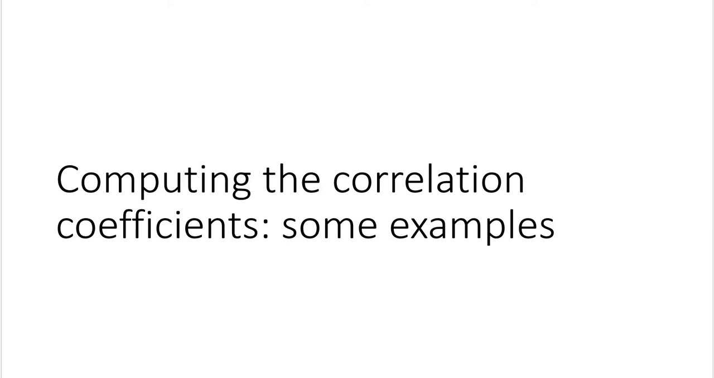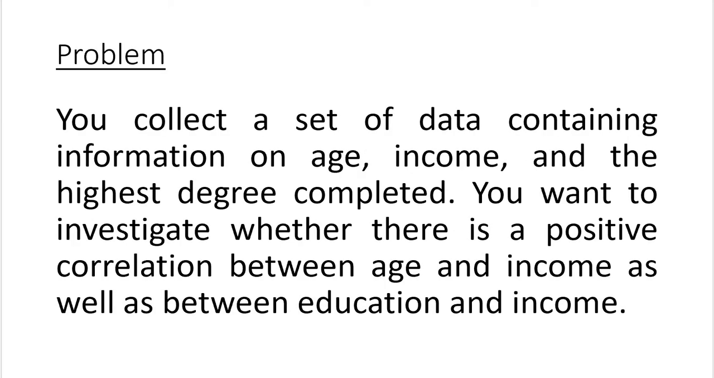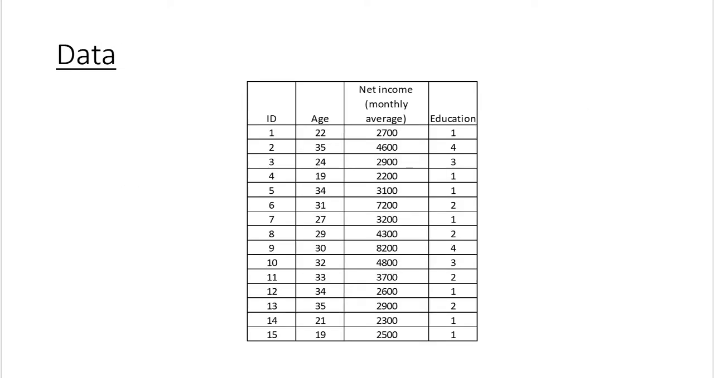So please consider the following problem. You collect a set of data containing information on age, income, and the highest scientific degree completed. You want to investigate whether there is a positive correlation between age and income, as well as between education and income. And here we've got the data.